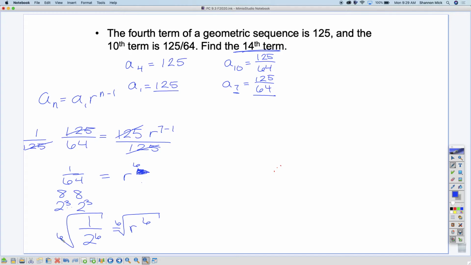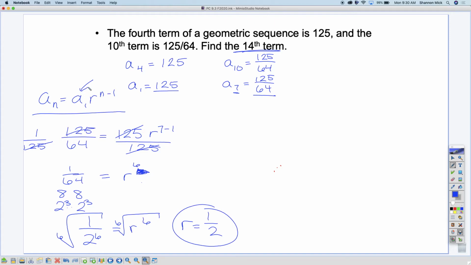Okay, so now I have, what does r equal? Half. 1/2. Because you know the 6th root of 1 is 1, yes? Yes. And the 6th root of 2 to the 6th is just 2. So my r is 1/2. Now to get my definition, I now need to find what?